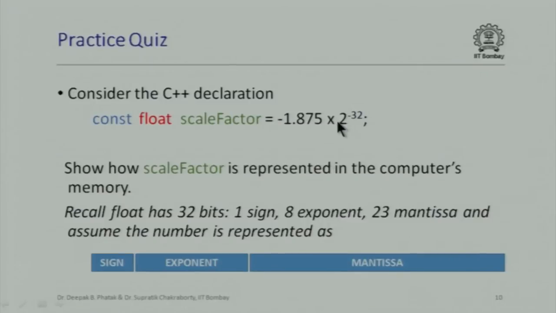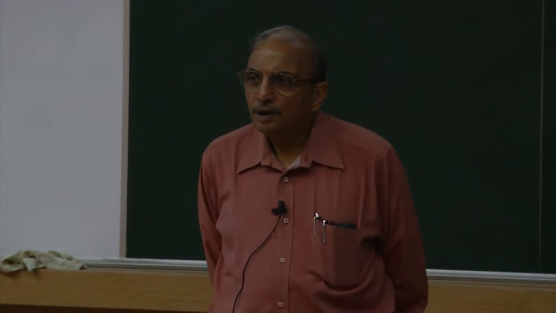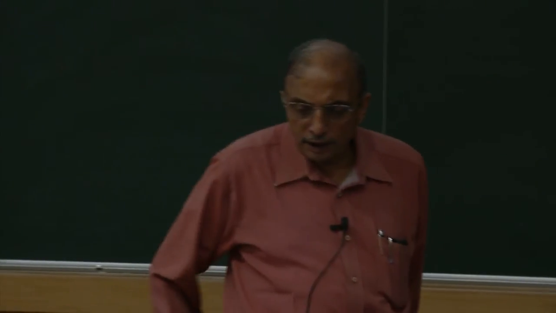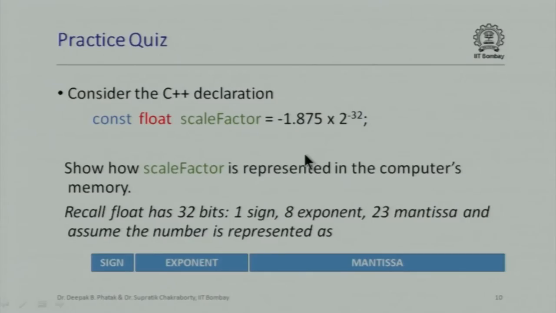Write down this value on your paper and work that out. As I suggested, just don't do calculations only in your mind. Write down the steps through which you determine this value. Please remember, the representation that you have to work out will have three components: sign, exponent, and mantissa.